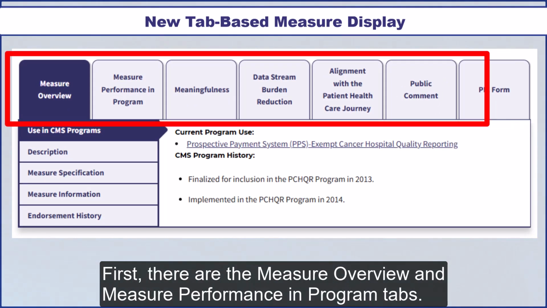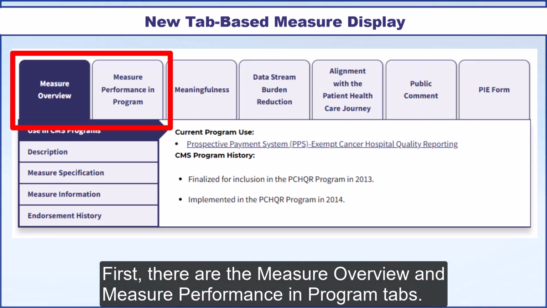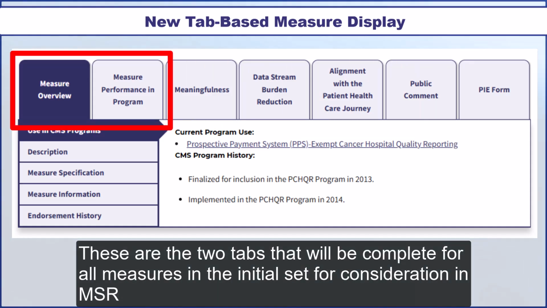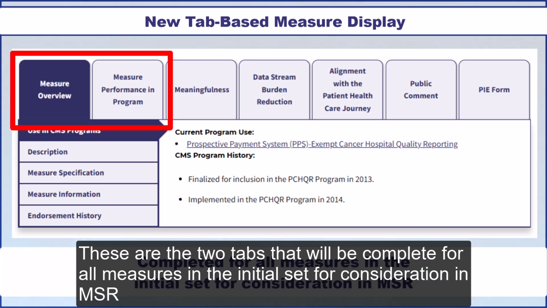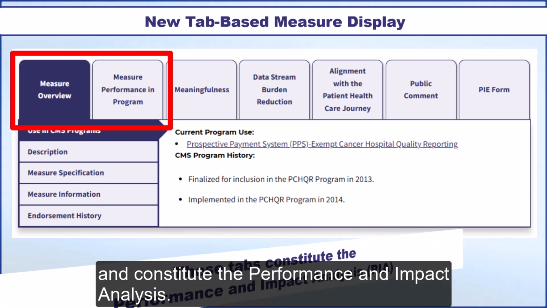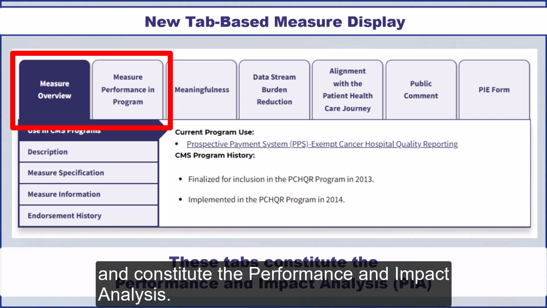First, there are the Measure Overview and Measure Performance and Program tabs. These are the two tabs that will be completed for all measures in the initial set for consideration in MSR and constitute the performance and impact analysis.